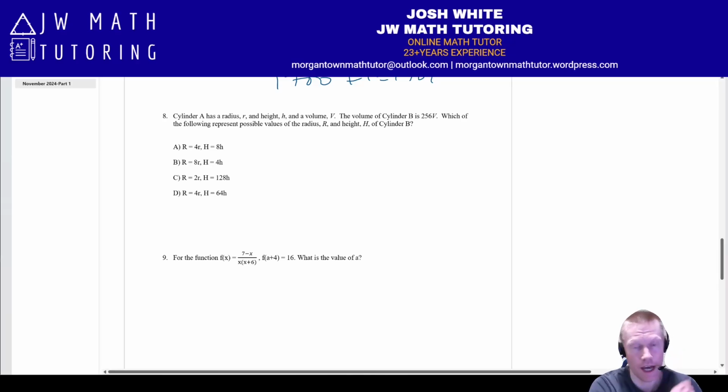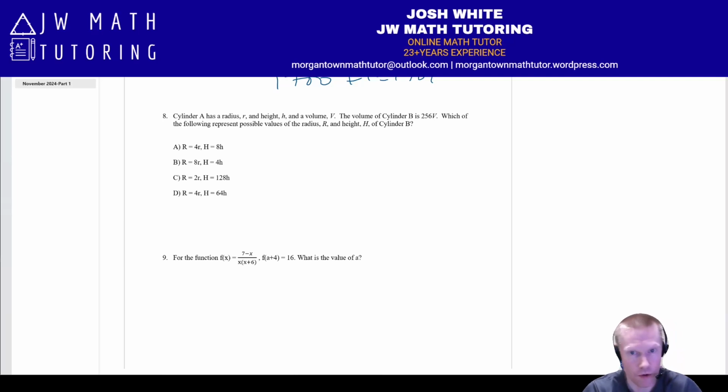Okay, next up we have some cylinders, and basically one's smaller, one's larger. One's volume is however many times the other one's volume, and they want to know which of these combinations could represent the radius and the height of the larger one, relative to the radius and height of the smaller one. So a couple things. First of all, volume for a cylinder is given on the reference sheet in the Blue Book, just pi r squared h. So essentially, let me just look at my notes here.